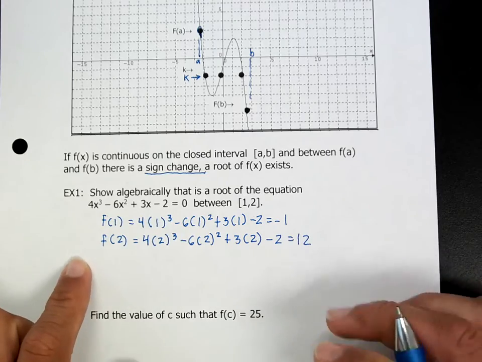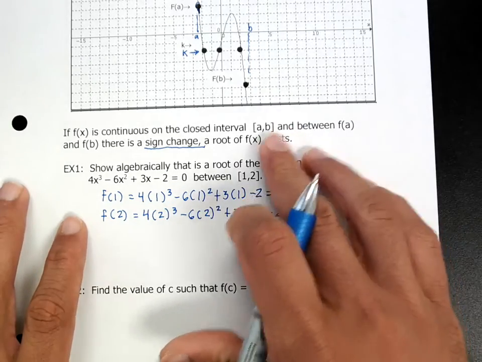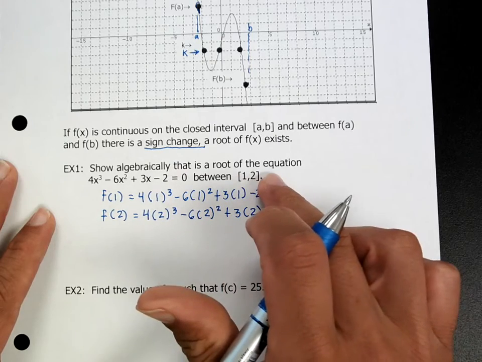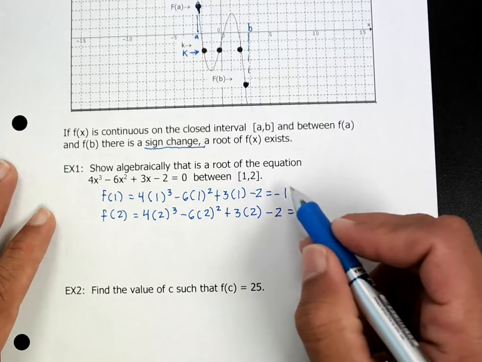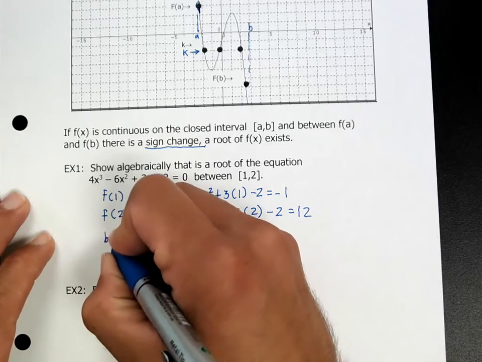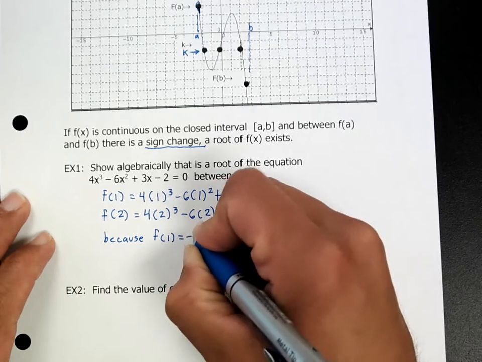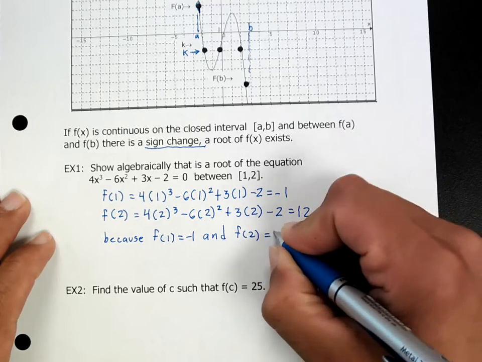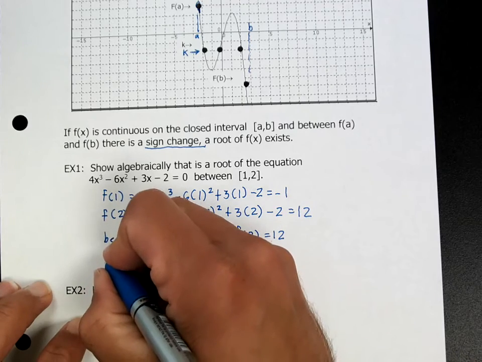So what that means is that f of x is continuous, and notice this is just a cubic function, so it is continuous, between 1 and 2. They're asking you if there's a sign change, meaning in this case this is negative and that's positive. Because f of 1 is negative and f of 2 is positive, it doesn't matter what the number is, as long as you have a sign change, then there is a root.